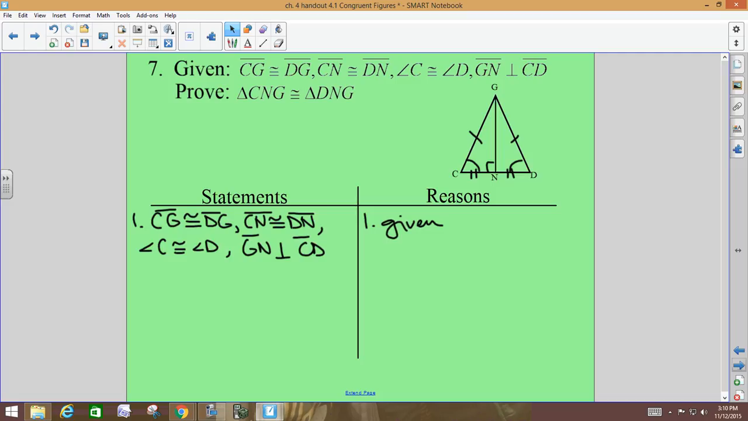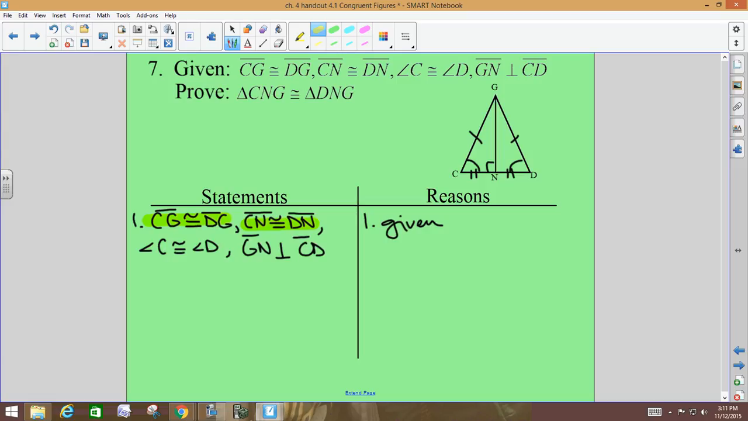What do we have to justify or explain or put in our proofs in order for these triangles to be congruent? What do we have to make sure we have? Congruent sides and angles. We have to make sure that all 3 pairs of angles are listed congruent in your steps. You have to make sure that all 3 pairs of sides are listed congruent in your steps. Looking at the given, we have 1 pair of sides, CG and DG, and the second pair of sides, CN and DN. Well, what is the third side of triangle CNG?